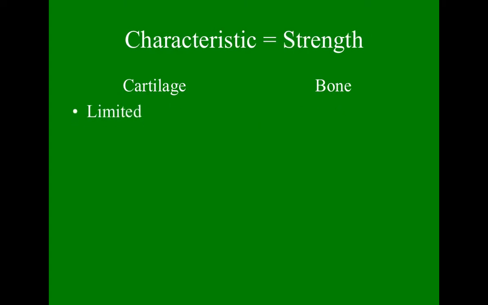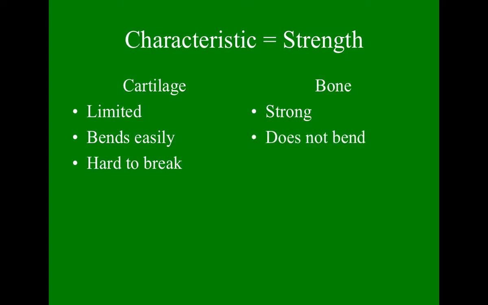In terms of strength, cartilage is limited in its strength because it bends easily, but it is very difficult to break. To actually break it, you usually have to tear it. On the other hand, bone is very strong, but the trade-off is it doesn't bend. So obviously, we have some different characteristics of these that allow them to function better in certain places in the body than in others.